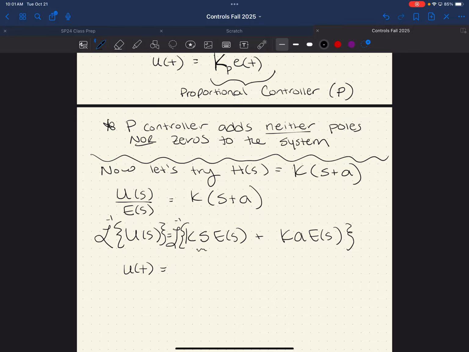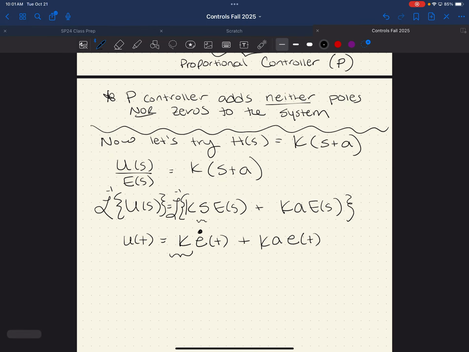What does this multiplication by the s term do? Remember, of course, that you can always go back and look at your Laplace transform tables, but this is one of those ones that you probably should have memorized. It's the derivative, yes. When I multiply by an s in the frequency domain, it's the same as taking a derivative in the time domain. So here I have K times e dot of t. There's no s on this second term. K and a are just both scalar values, so this is K a e of t.